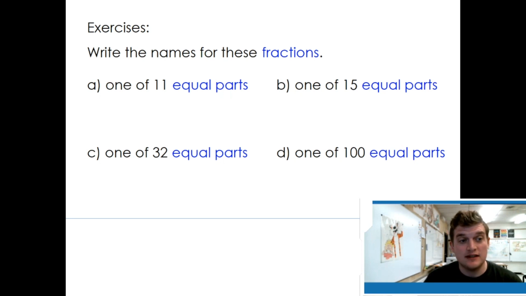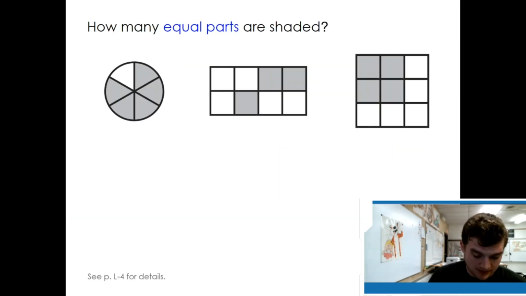Write the names for these fractions. 1 of 11 equal parts. 11th, 15th, 32nd, 100th.